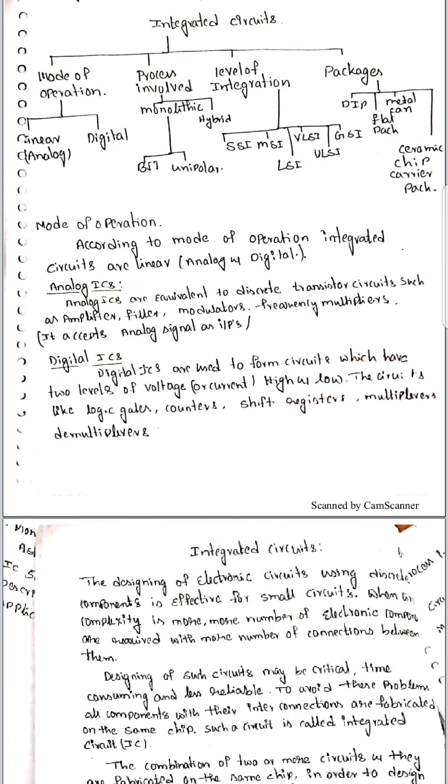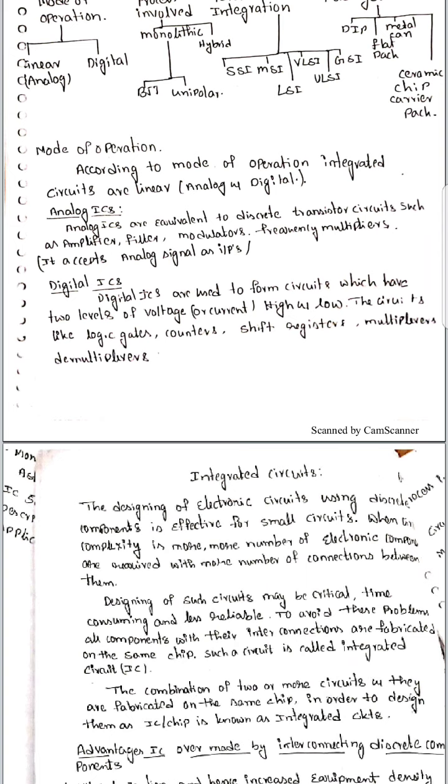First of all, we are going through the mode of operation. According to mode of operation, integrated circuits are linear or digital. First, analog IC circuits. These analog IC circuits are equivalent to discrete transistor circuits, such as amplifiers, filters, modulators, and frequency multipliers. They accept only analog signals as inputs.